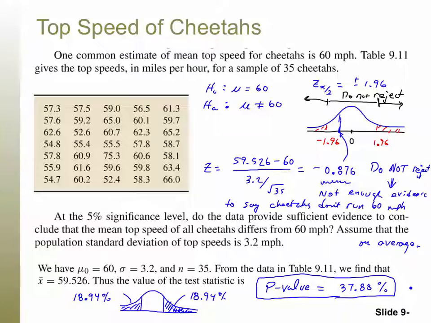Why would you go positive? Well, what do we do for a 5% significance level? Two-tailed. So we did half of that on one side and half on the other. So when you took negative 0.876 and got an area, the chart gives you just the area to the left. So that's like alpha over 2 for a two-tailed test.